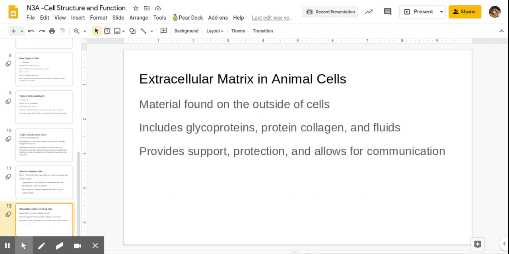And the last slide from today was the extracellular matrix found in animal cells. Again, extra means outside as opposed to intra, which is found inside. So this is material found on the outside of the cells. And it contains glycoproteins, the protein collagen, and fluids. Think of your knee. You've got fluids in there. It's not part of the cell. It's not part of the tissue, the muscle tissue and stuff, but it does serve a function. And again, this extracellular matrix provides support, protection, and allows for communication.